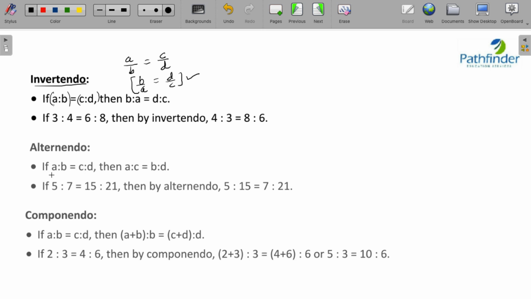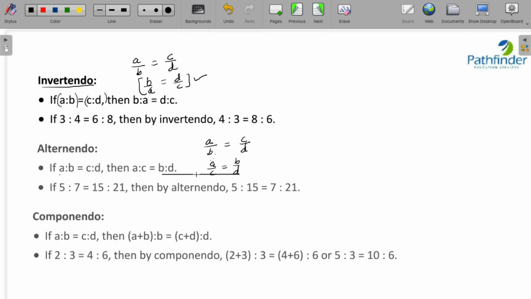Next, A is to B is equal to C is to D, which means A upon B is equal to C upon D. अब alternando मतलब क्या कि इस C को यहाँ A के नीचे ले आओ. So just get this C here in the denominator and transfer this B to the numerator on the opposite side. मतलब C को इधर लाओ denominator में और B को ऊपर कर दो. So A upon C is equal to B upon D. इस पर्टिकुलर ऑपरेशन को हम क्या बोलते हैं? Alternando.